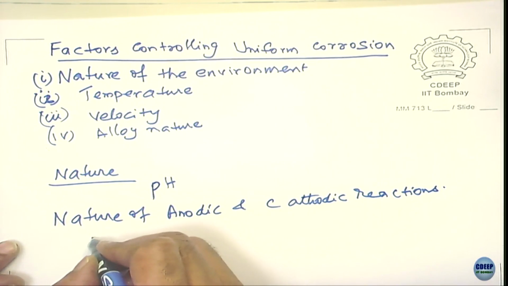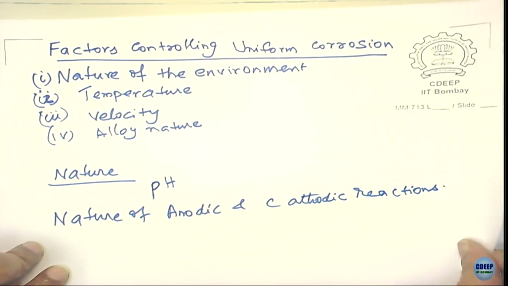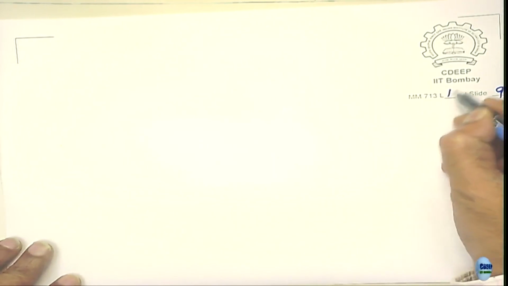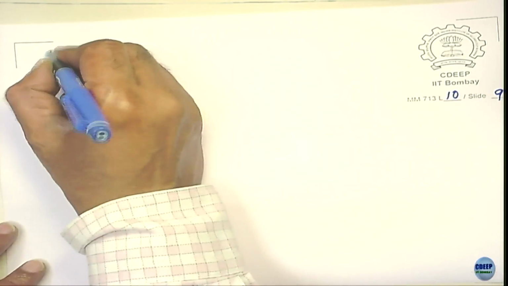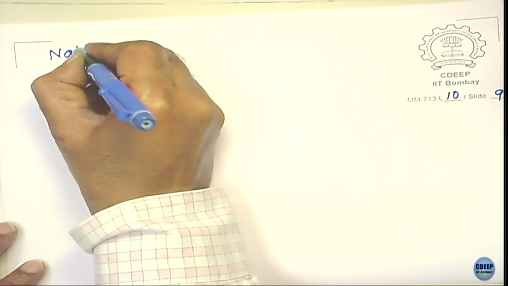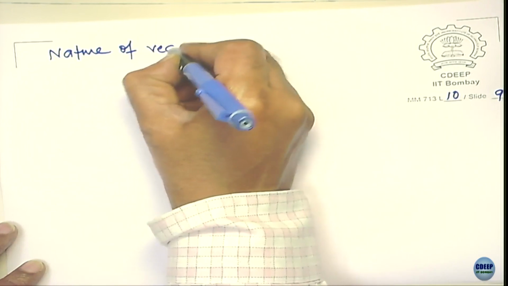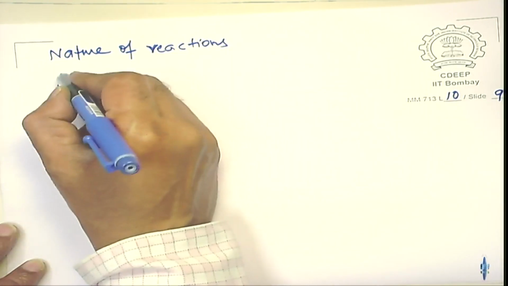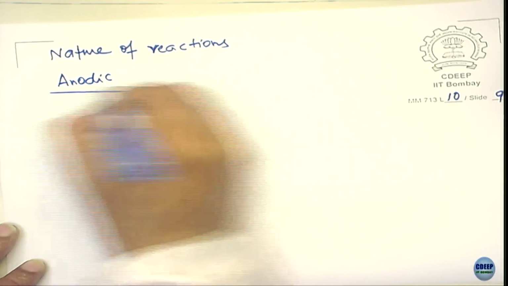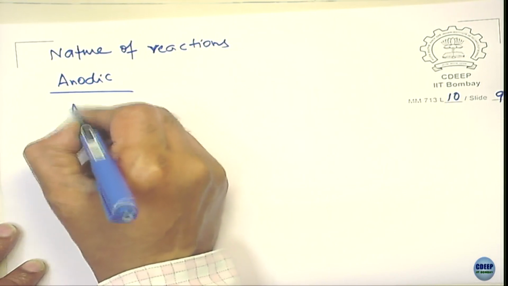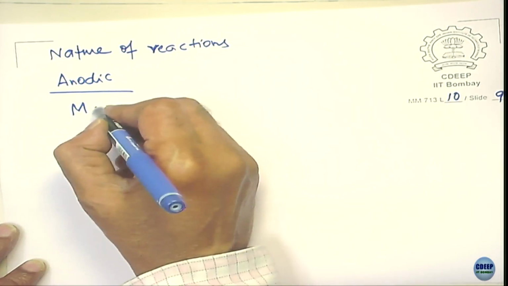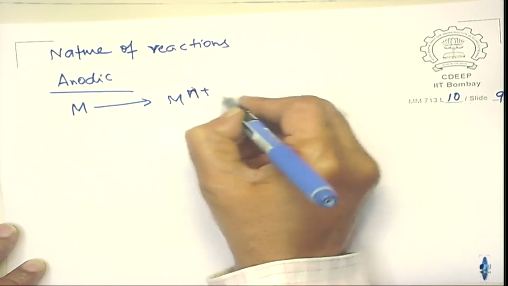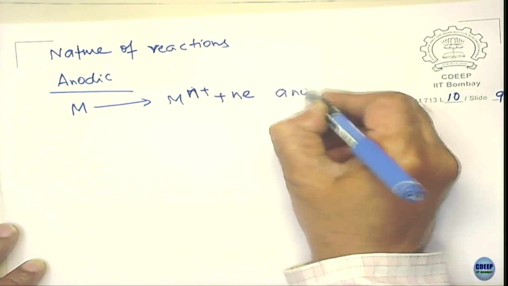Suppose I have a metal. Okay. So let's look at the nature of reactions, then only you will be able to appreciate all this. Let's take an anodic reaction. I generalize as metal going as M^n+ plus n electrons. This is the anodic reaction.